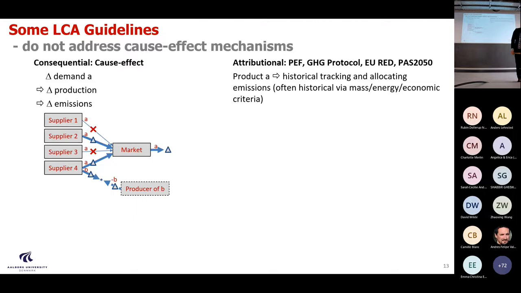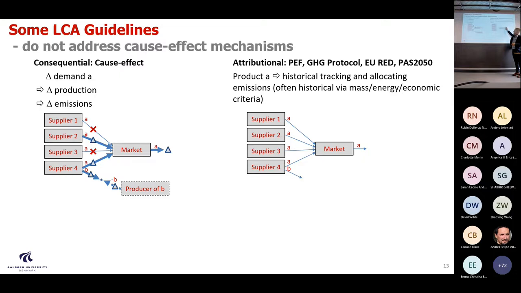Okay, let's have a look at the attributional approach over here. It's more a matter of looking at the product A here and not looking at what is the effect of buying this product. The exercise over here is more tracing, usually backwards in time, and tracking the mass, energy and economic flows through markets and identifying average markets. And whenever there's a supplier that is producing more than one product, then so-called allocation is introduced. Allocation means that you multiply the emissions from this supplier here with a certain percentage between 0 and 100. So you cut off some of the emissions here. And then you say that the remaining part that belongs to product A goes in here. So that's the difference between the two.